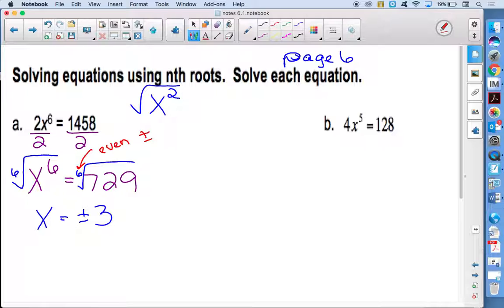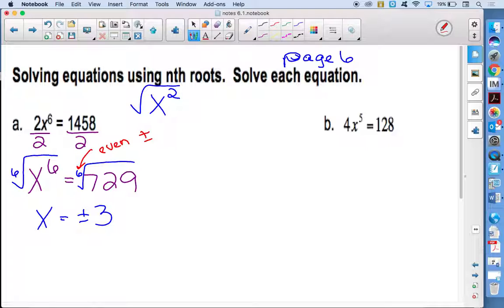Right. So don't forget when you're taking an even root, any even root gets a plus or a minus in the answer. So the answer really there are two of them, because I can multiply positive 3 together 6 times or negative 3 together 6 times and I still get that value 729. So plus or minus in the answer. An even root has 2 values.